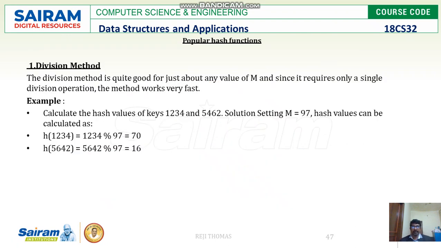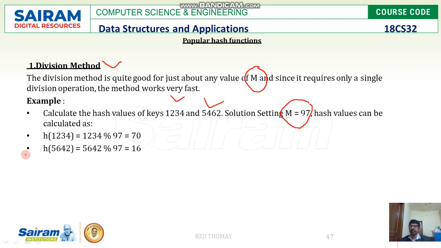So next, let us see what are the popular hash functions. One is division method. This is something which we have seen in the previous case. So division method is very simple, which is going to take a value of m. So you can take any value for this. For example, we want to store 1234 and 5642, and we are going to take m is equal to 97.